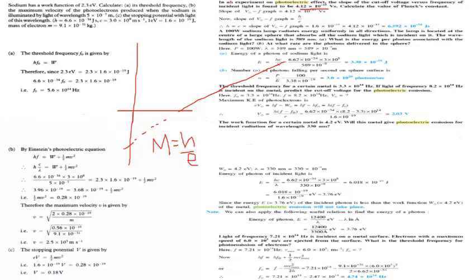Let us see this one. A 100 watts sodium lamp radiates energy uniformly in all directions. The lamp is located at the center of a large sphere which absorbs all the sodium light which is incident on it. What is the energy per photon associated with the sodium light? It's very easy. The issue is that he has given you power here to confuse you, but on the other hand it should be easy.